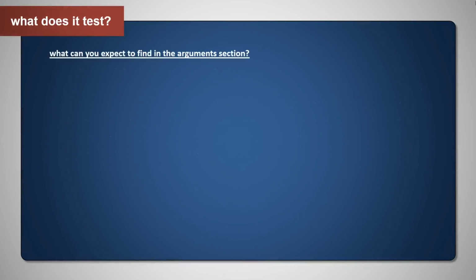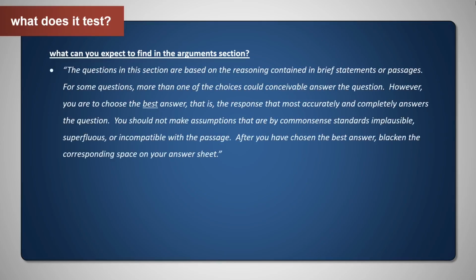Now, in terms of what it tests, what can you expect to find in the argument section? Let's take a look at the actual instructions they give you. They say that the questions in this section are based on the reasoning contained in brief statements or passages. For some questions, more than one of the choices could conceivably answer the question. However, you are to choose the best answer, that is, the response that most accurately and completely answers the question. You should not make assumptions that are by common sense standards implausible, superfluous, or incompatible with the passage. And after you have chosen the best answer, blacken the corresponding space on your answer sheet.